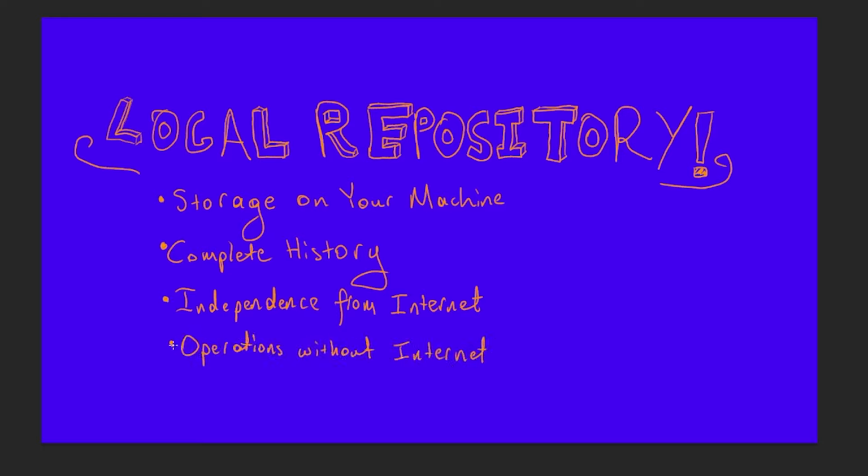Unlike remote repositories, you can work with your local repository even when you're not connected to the internet. This allows you to make changes, commit them, and perform various Git operations locally before pushing changes to a remote repository. You can also create branches, make commits, merge branches, and perform other Git operations without needing an internet connection.